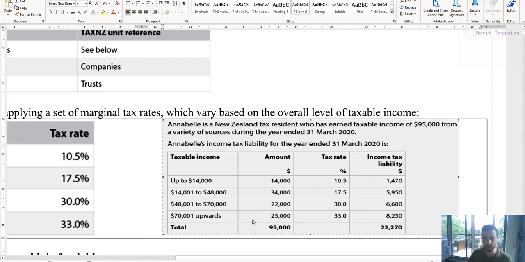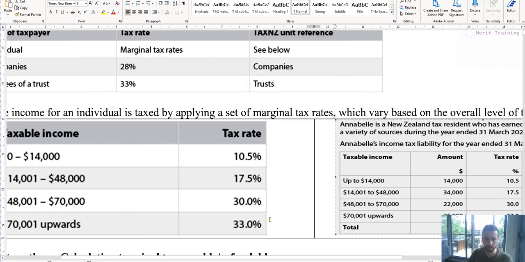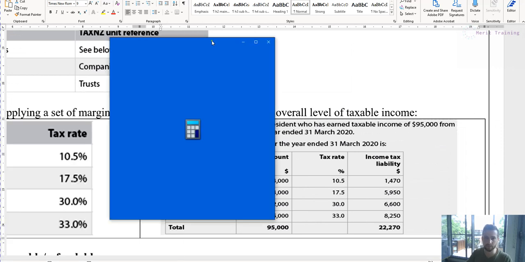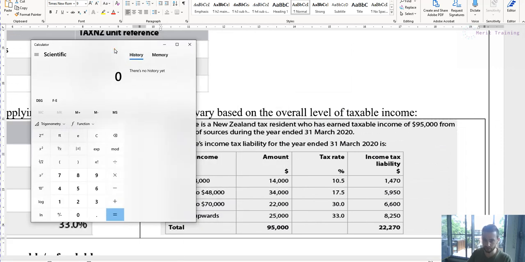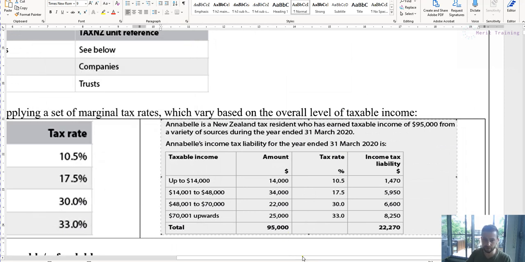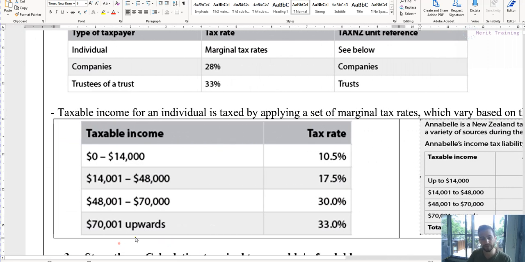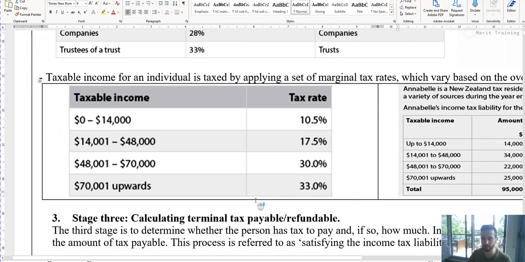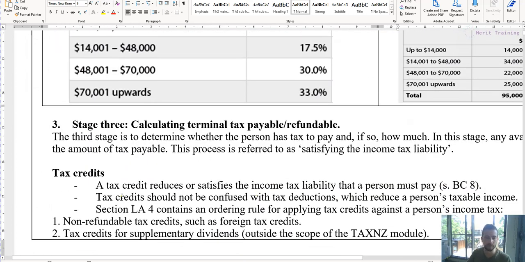So let's see what the average tax rate for this person is. In case you're thinking that this person is paying 33% tax, let's see what the actual tax rate that this person is paying. It's going to be 22,270 divided by 95,000. That's equal to 23.5% average tax rate. So it's a fairly reasonable tax system. Basically, a quarter of your salary on average is going to the government if you're being paid around this 95K mark. So it's not too aggressive compared to some other countries which are around 40 to 50%.